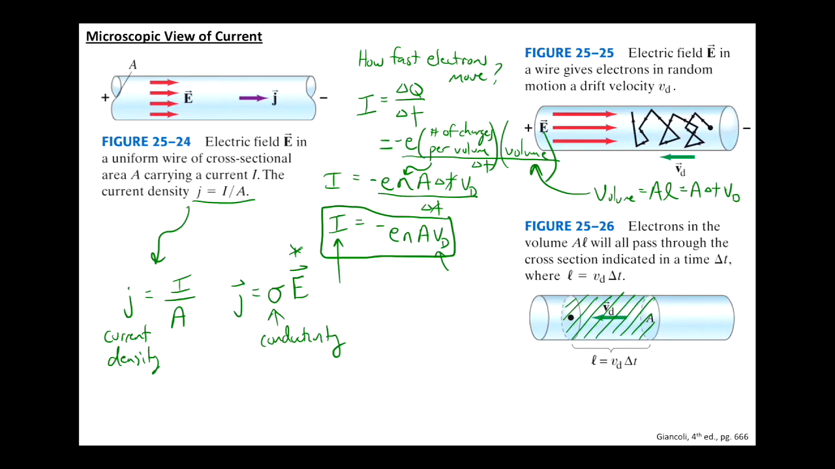So we could do one more thing here and divide this whole thing by A. So let's divide that side by A and divide the other side by A, which gives me minus e n drift velocity. And that is what we called earlier the current density. So we can express that either way. Drift velocity connected to the current or the current density. So to wrap things up, I want to use that particular equation and see if we can get a number for how fast these electrons are moving.